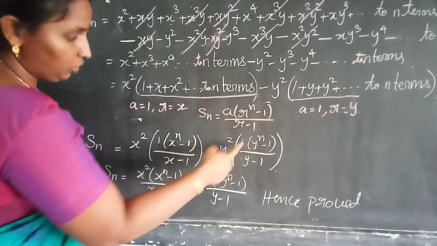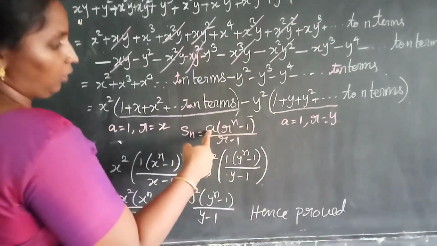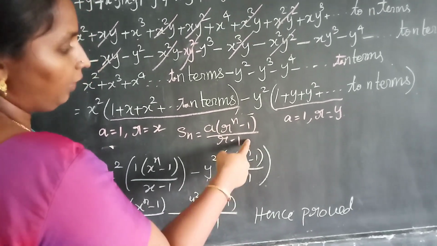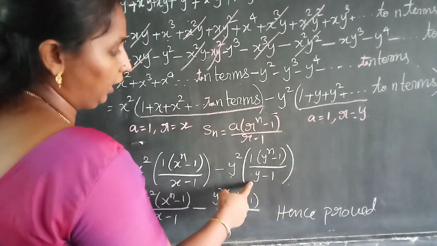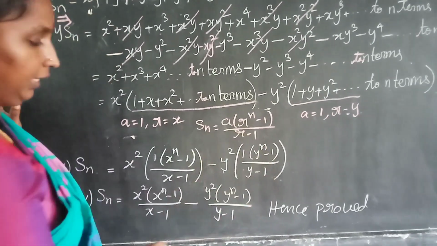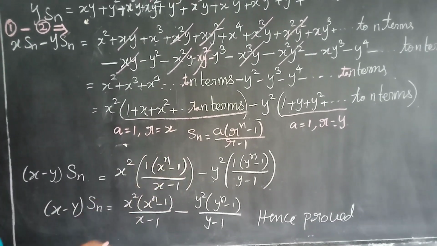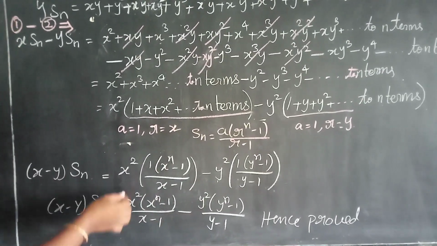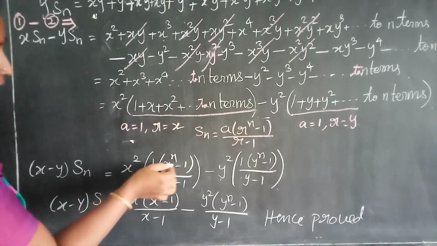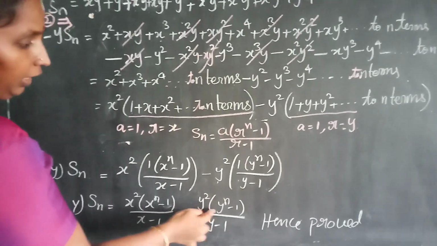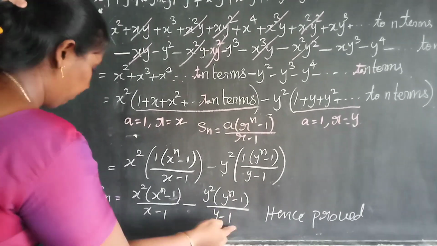Minus y square, right, as it is. Here also apply the formula. A is 1. R power n minus 1, that is y power n minus 1, divided by R minus 1, meaning y minus 1. Okay, so now write 1 into any number you multiply, you will get the same only. So x square into x power n minus 1 by x minus 1 minus y square into y power n minus 1 by y minus 1.